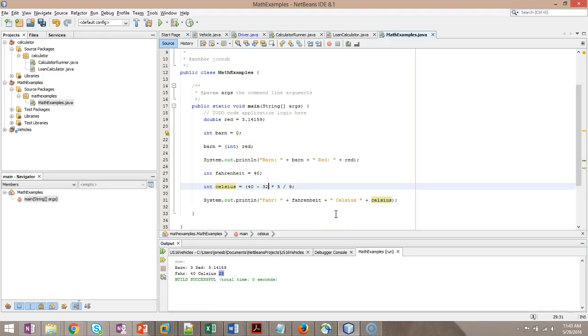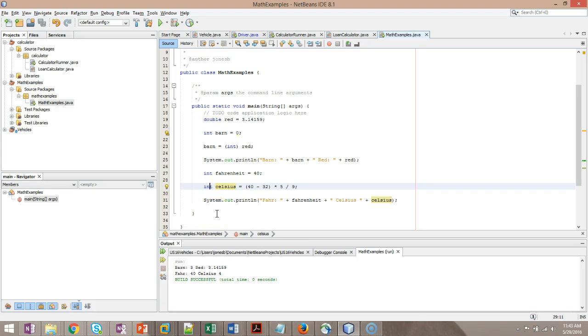So let's try again. I'm going to say (40 minus 32) times 5 divided by 9. Let's see what happens here. What I'm doing with the parentheses is changing the order of operations. I'm saying subtract 32 from 40 first, which is going to give us 8. Then 8 times 5 divided by 9 is going to give us about 4.4, but we are storing this in an int, so it's going to give us a whole number, probably 4. Let's see what we get now. Sure enough, we see Fahrenheit 40, Celsius 4.